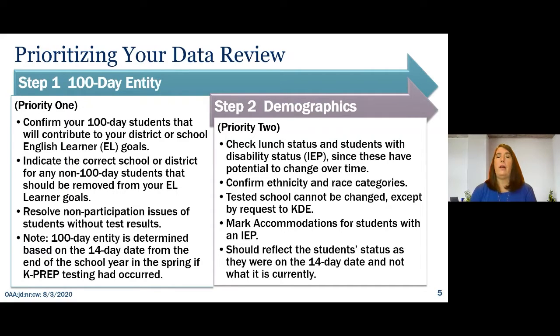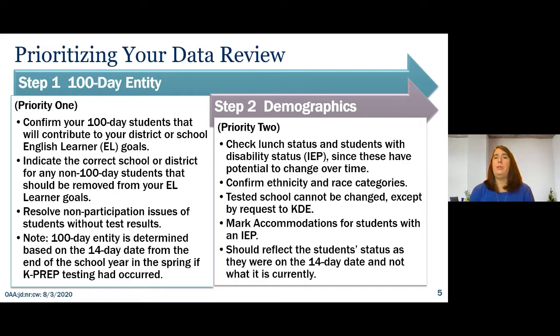Also for step number one, resolve any non-participation issues of students without test results. That's why I said it's very important that you never leave any tickets still open before it closes. You want to resolve all those. And note that your 100 days is determined based on the 14th day from the end of the school year in the spring, if K-PREP testing had occurred. So that's still in place as it was last year.